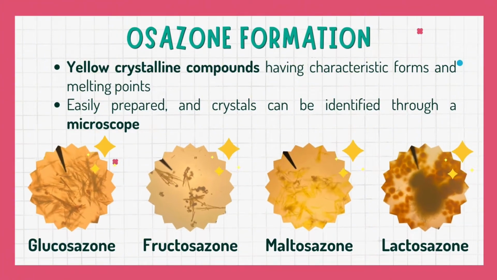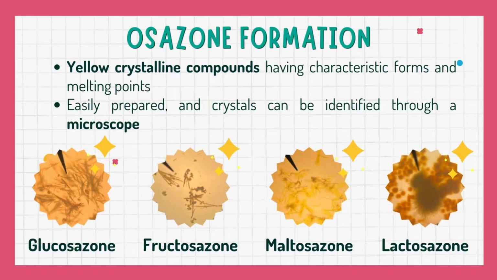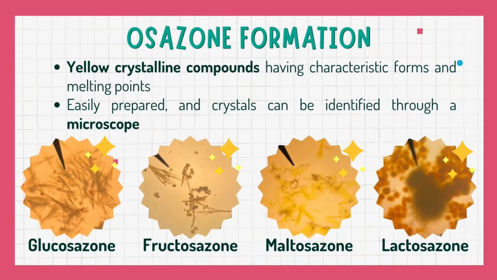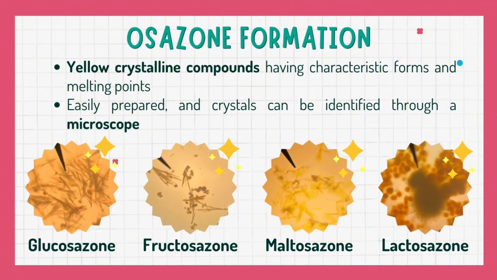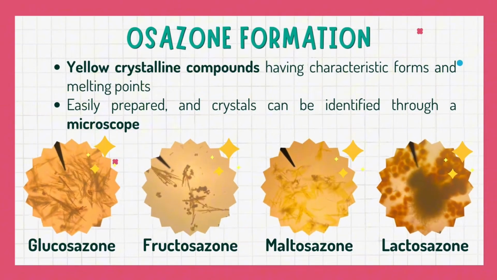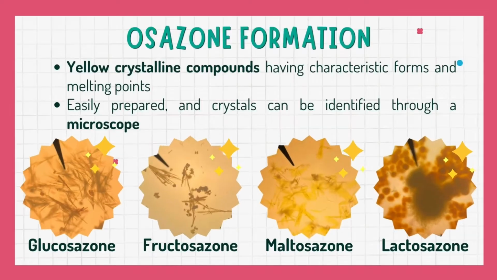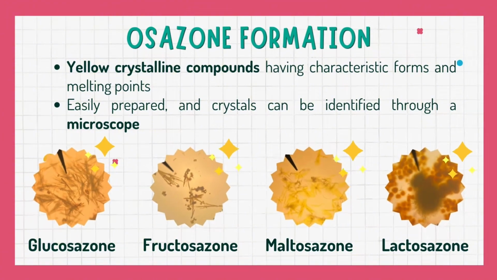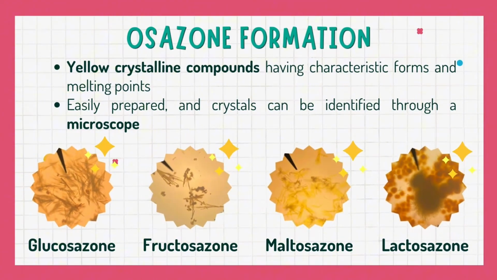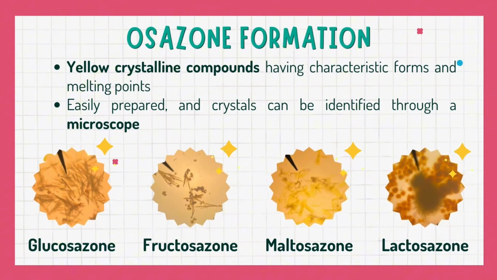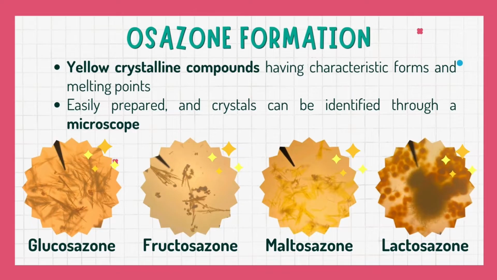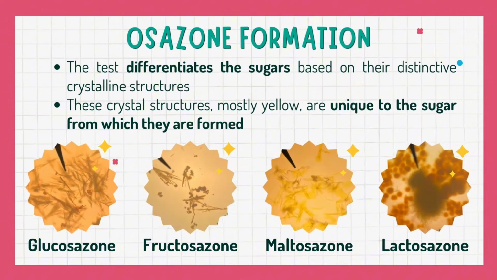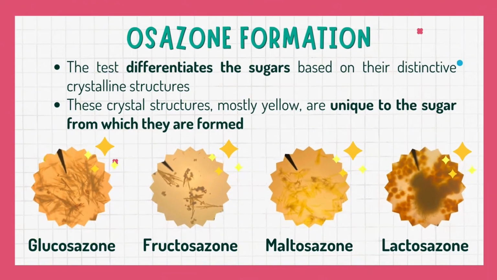Let's take a look now at the actual osazones and talk about their properties. Osazones are yellow crystalline compounds having characteristic forms and different melting points. These are easily prepared and identifiable through a microscope. As you can see from the pictures, these are what different osazones look like from various sugars. Glucosazone from glucose, fructosazone from fructose, maltosazone from maltose, and lactosazone from lactose. It can be used to differentiate sugars based on their distinctive crystalline structures.